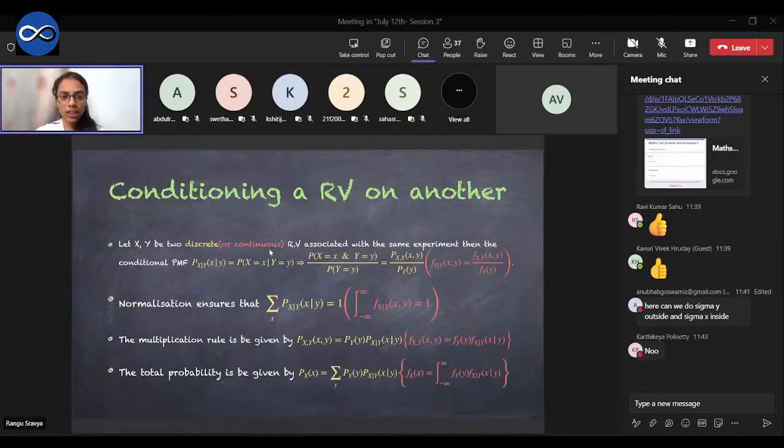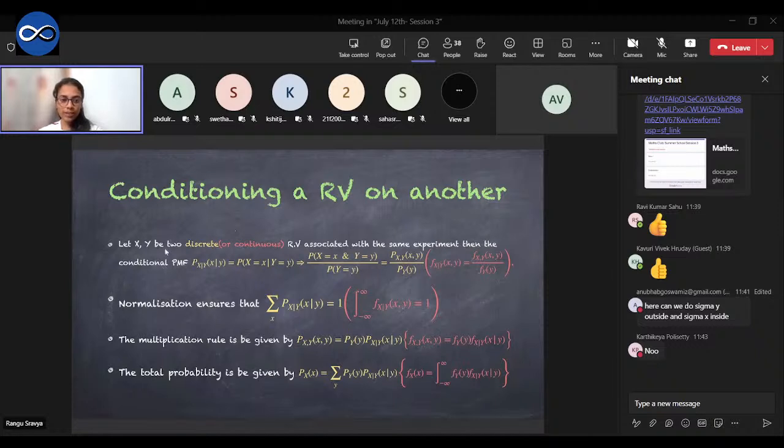So to find the conditional PMF of X given Y, it is equal to joint PMF of x comma y upon P_Y of y. Similarly for the continuous case, conditional PDF of X given Y will be equal to joint PDF of x and y upon f_Y of y. Just replace PMFs by PDFs. And normalization ensures again that the summation over x of P_X|Y of x will be 1. And for continuous, integration from minus infinity to infinity should be 1.